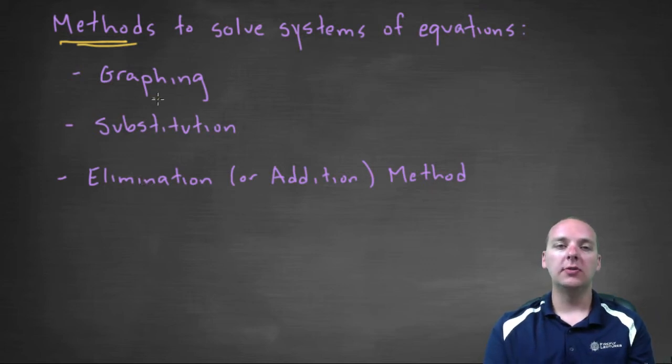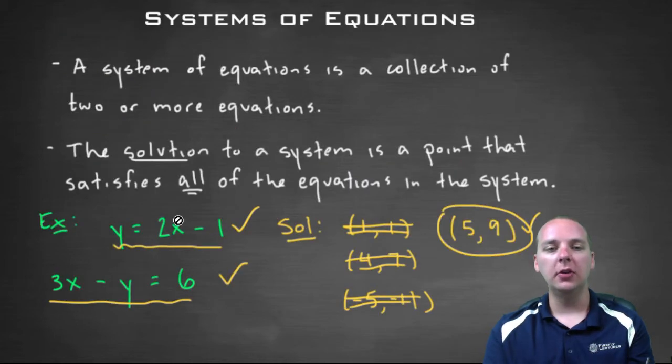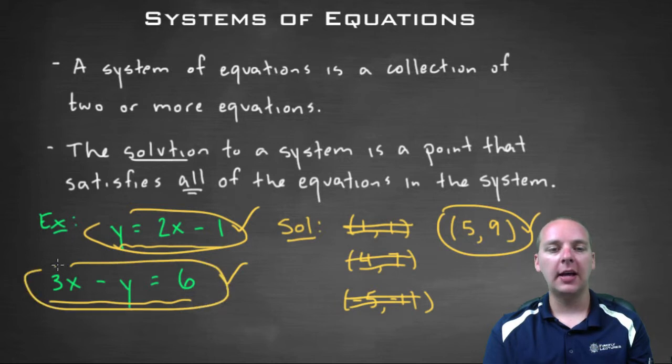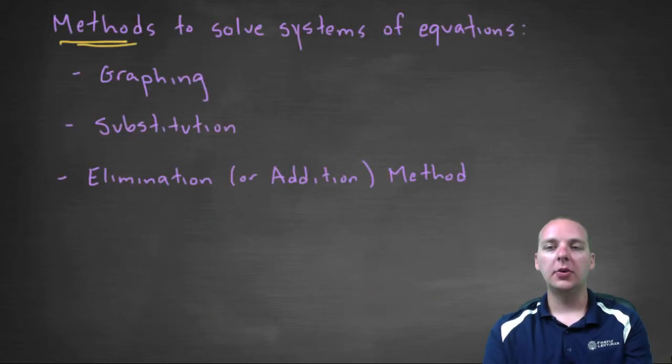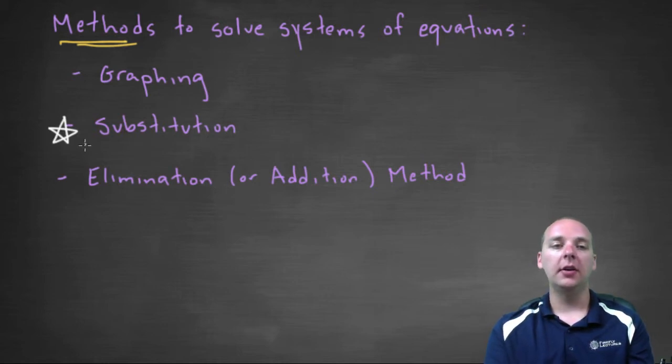One way is you can solve systems by graphing. I won't go into a lot of detail, but basically you could graph this line and graph that line, graph both of the lines, and there's a way to find the solution to the system based off of the graphs. The second one, probably the most popular method of the three, is called substitution. That's a very popular method for solving systems.